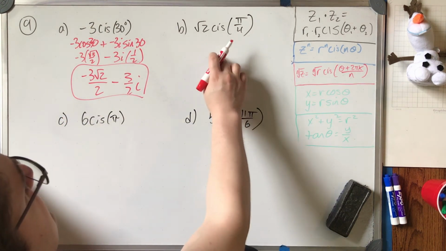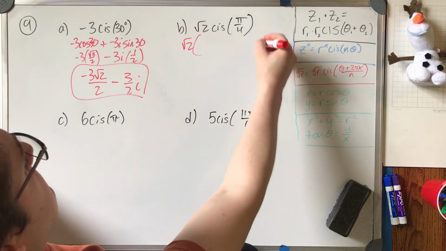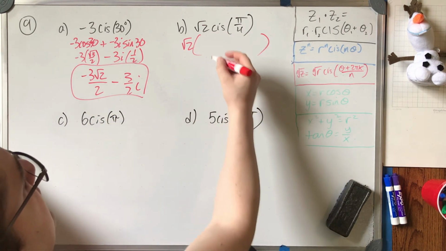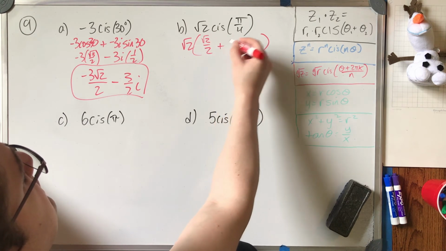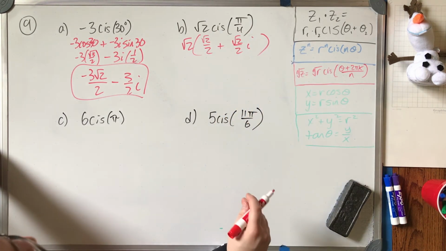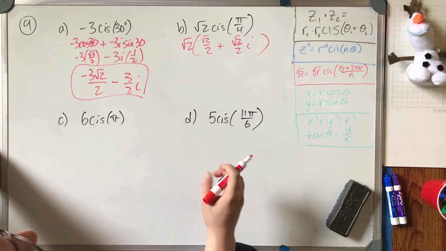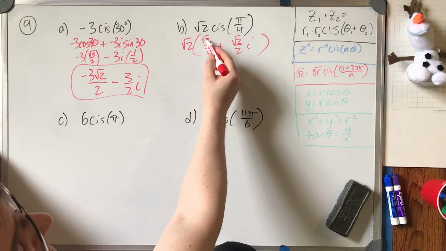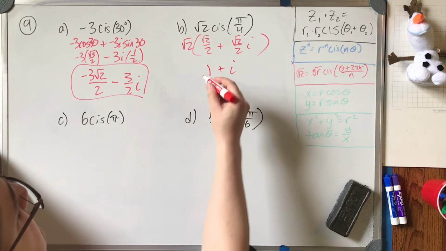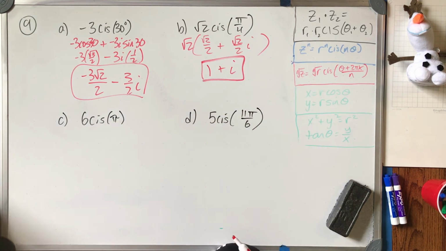Same exact idea over here. I'm just going to keep the square root of 2 out first, just so it's a little bit easier. I'm doing cosine pi over 4, that's square root of 2 over 2. Sine is going to be square root of 2 over 2, and I have the i for the second one. Now I'll just multiply this square root of 2 through, so I'm going to get square root of 2 times square root of 2 is 2 over 2, so this is 1. Same thing's going to happen over there, so I just get 1 plus i.